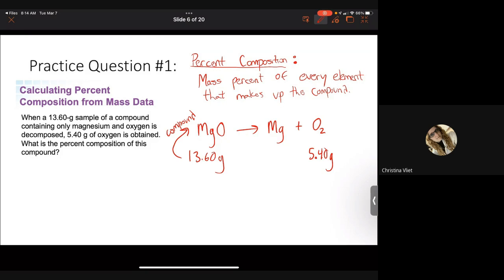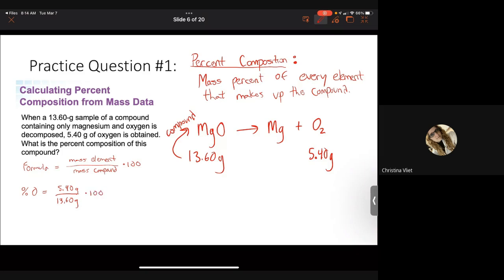The formula, just to recall, is mass of element over mass of compound times 100. And that formula is not going to change. It's going to be the same throughout this entire lesson. Even if it looks different, it's the same. Mass of element. So for my percent of oxygen, my mass of element is 5.4. My mass of compound is 13.6. And I multiply by 100.